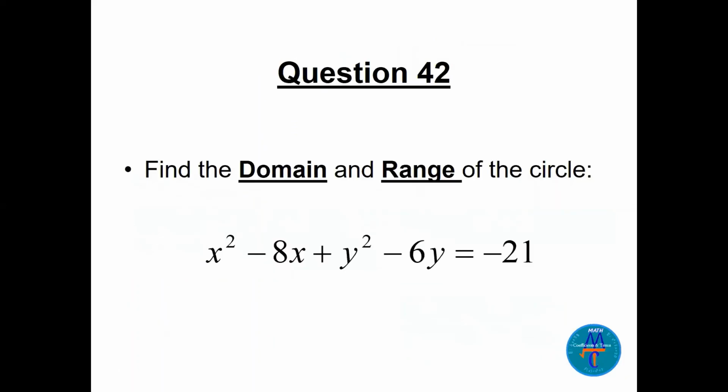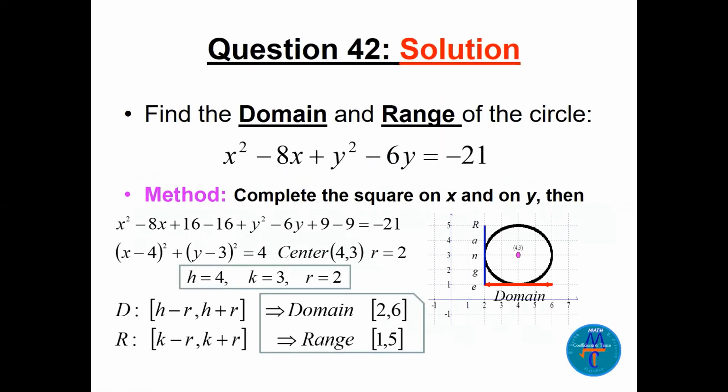Find the domain and range of this circle. You have to complete the square on the x, complete the square on the y, and then you find the center and the radius, and you draw it. Very simple circle. It will be (x - 4) squared plus (y - 3) squared equal to 4. See the center here, very easy, (4, 3). Go right and left 2, because the radius is 2, up and down 2. So the domain will be 2 to 6, and the range on the y will be 1 to 5. That's the range, and that is the domain.